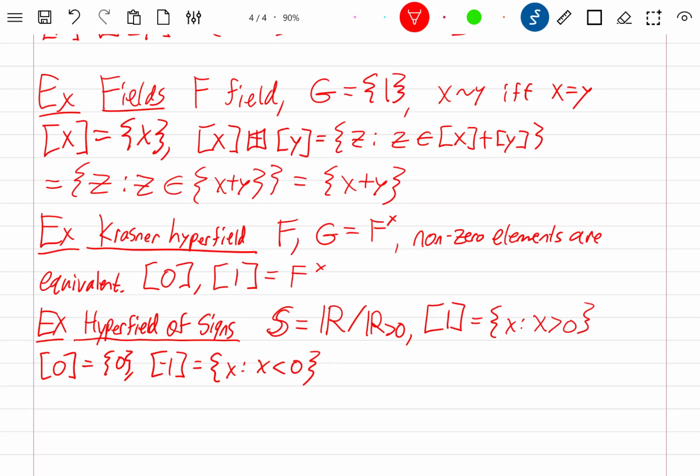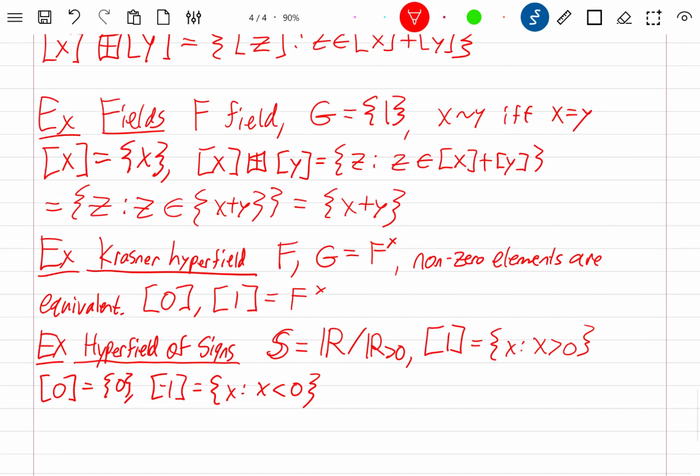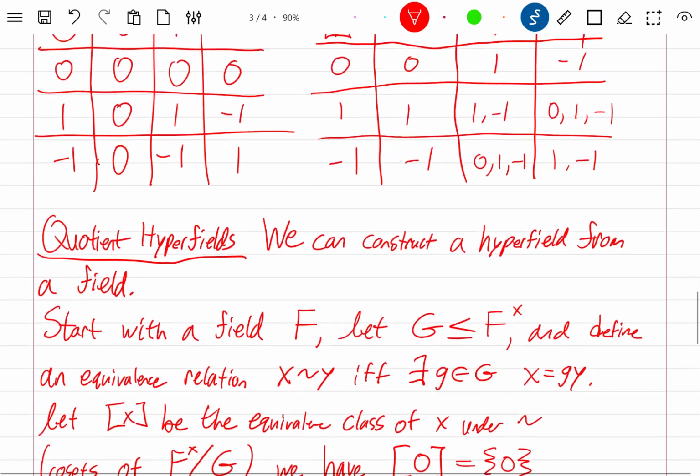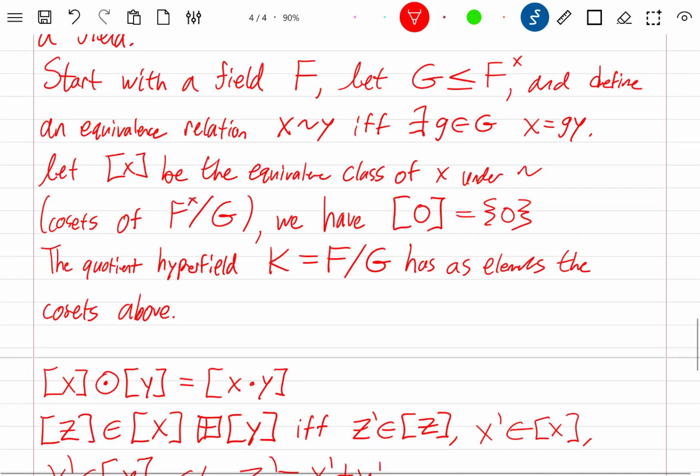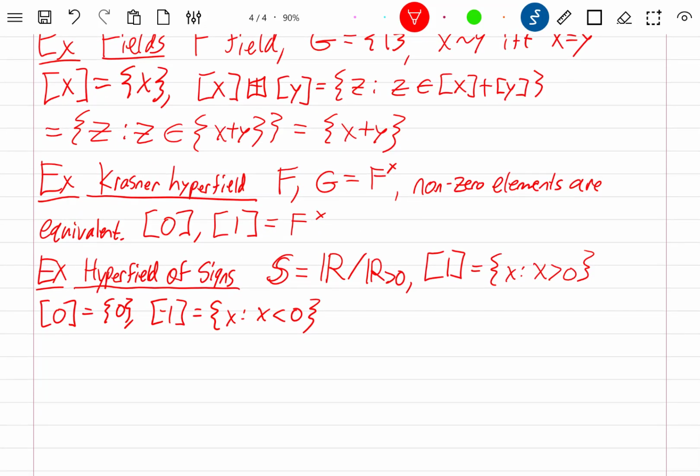And in some sense, we can now understand this table here in the quotient sense. Because when I said a positive plus a negative is either 0, positive, or negative, well, if I take the set of all positive real numbers and the set of all negative real numbers and take their set sum, I get the set of all real numbers, which contains positives, negatives, and zeros. So that's one way to view this. So the hyperfield of signs is also a quotient hyperfield.